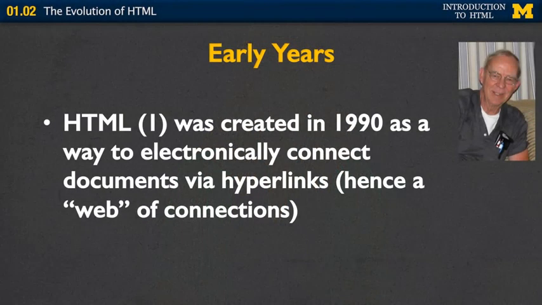So what happened to HTML1? Why are we using something called HTML5? Well, let's talk about the early years. HTML was created in 1990 as a way to electronically connect different documents via hyperlinks, hence this idea of a web of connections. What was happening is that scientists were using the internet to list their different research papers, and you would have a long list, each paper independent of the other. But HTML gave you ways that you could read a paper and right within the text link to another exciting physics paper.